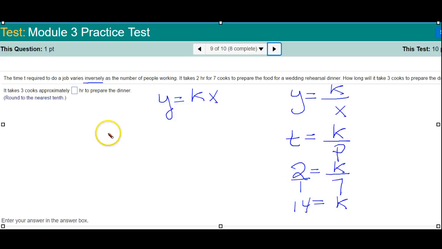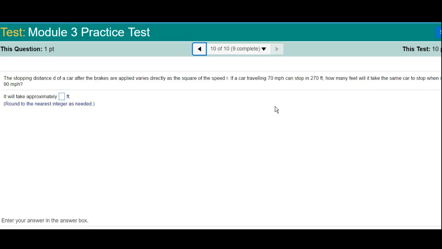So now we know our formula, t equals 14. We replace the k, and now we want to know how long it's going to take. So we are going to use now 3 cooks. So how many hours? Now I could tell you what the answer is, but I'm going to let you figure this out. And on that last one, an improper fraction would be perfectly okay. All right, let's take a look at this one here.